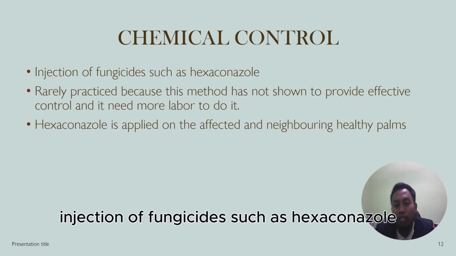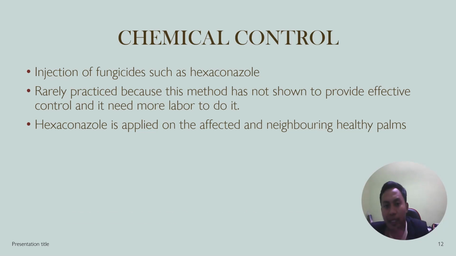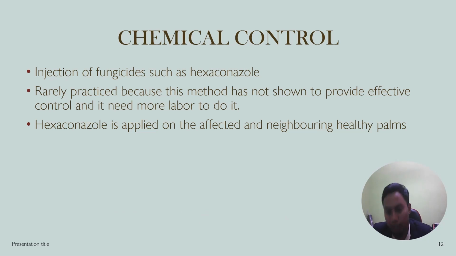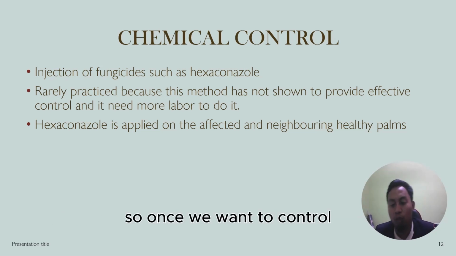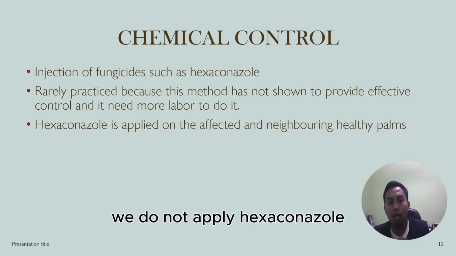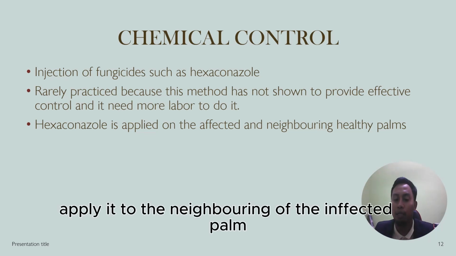Other than that, injection of fungicide such as hexaconazole is rarely practiced. This method has not been shown to provide effective control, and it needs more labor. Hexaconazole is applied on the affected and neighboring healthy palms. So once we want to control it, we do not apply hexaconazole only to the infected palm, but we also apply it to the neighbors of the infected palm.